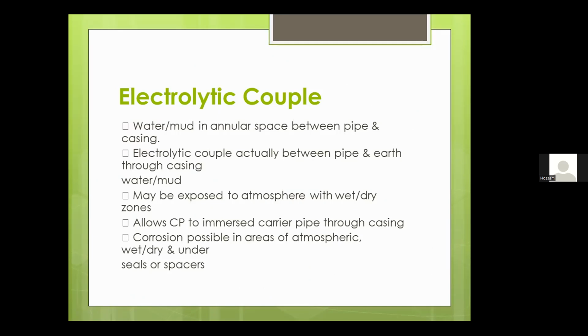The other thing which may happen is the electrolytic couple. If water or mud exists in the annular space between the pipe and the casing, the electrolytic couple is actually between the pipe and air through the casing, water, and mud, and it may be exposed to atmospheric and dry zones. The electrolytic couple will allow the cathodic protection to reach the carrier pipe through the casing. Corrosion is possible in areas of atmospheric or wet and dry exposure, and under seals of spacers.